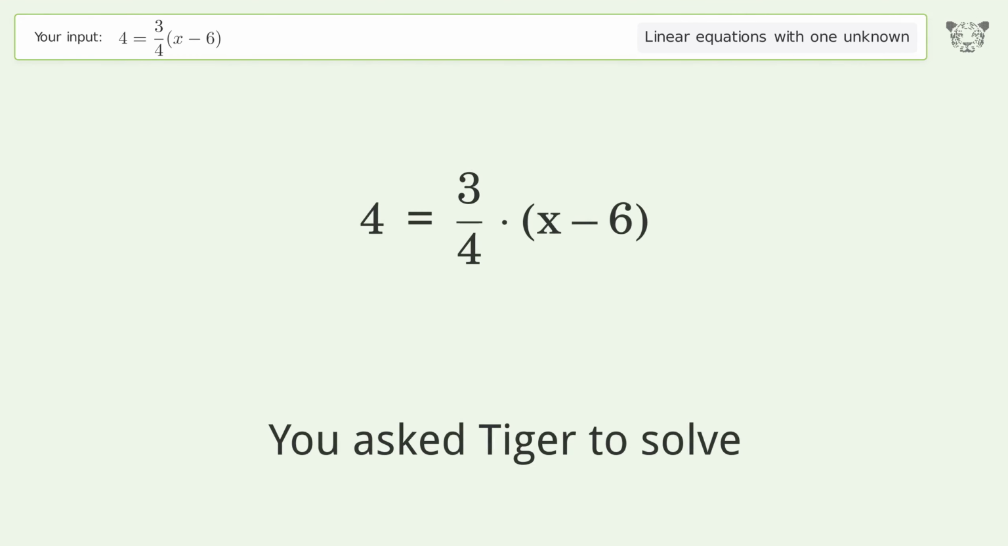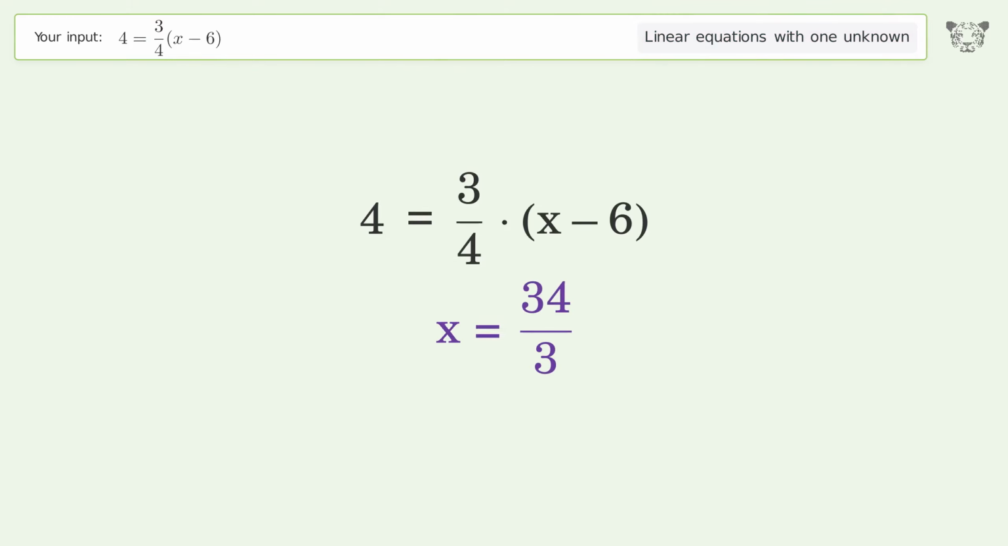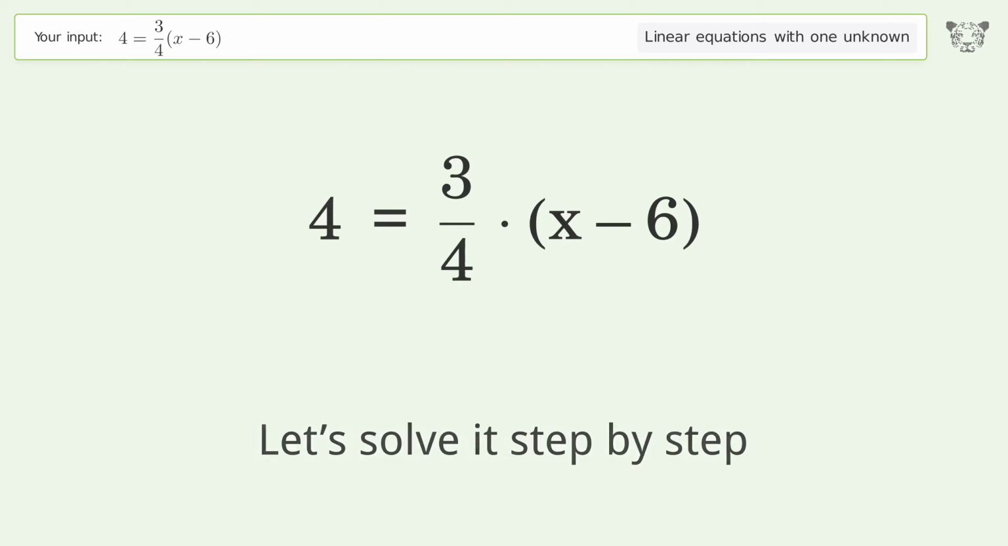You ask Tiger to solve this. It deals with linear equations with one unknown. The final result is x equals 34/3. Let's solve it step by step.